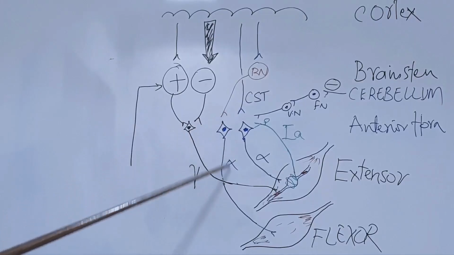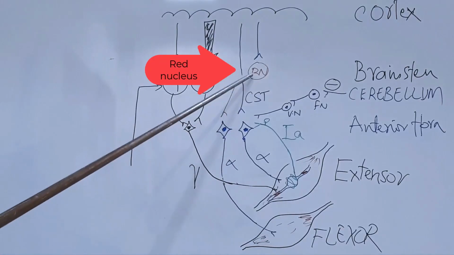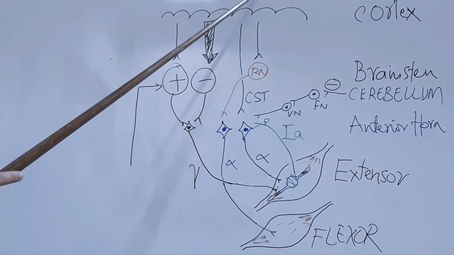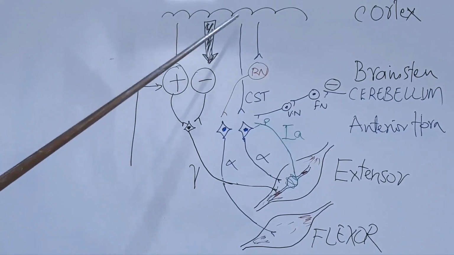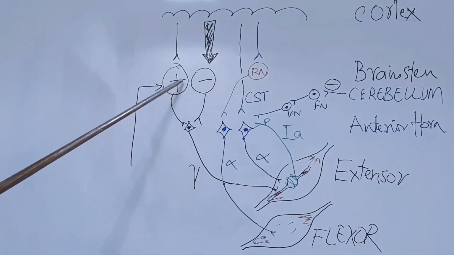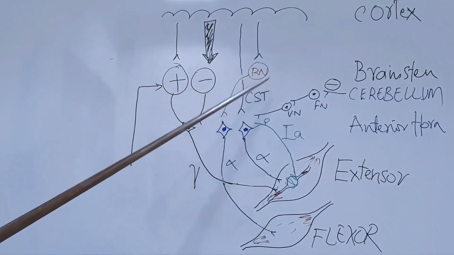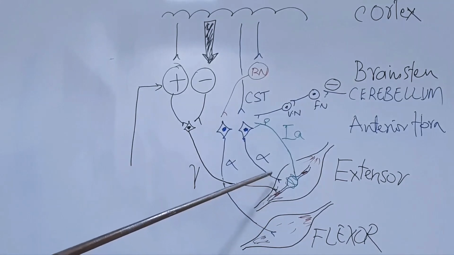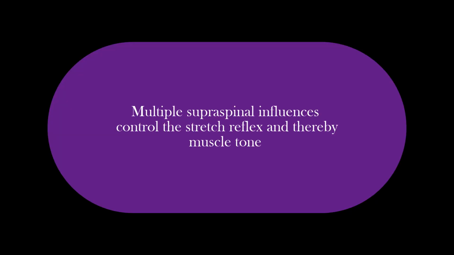There is an additional control of alpha motor neurons supplying the flexors by the red nucleus through the rubrospinal tract. The rubrospinal tract is again controlled by higher centers, cortical centers. Therefore, the cortical influences also play a major role in the control of alpha and gamma motor neurons via the brainstem centers, ultimately the extensor and flexor muscle activity. So, multiple inputs act to control the stretch reflex.